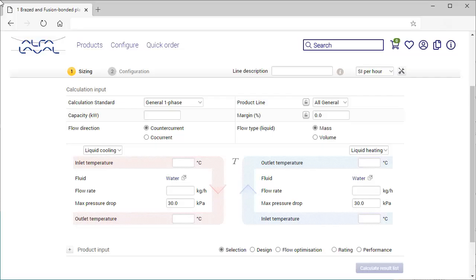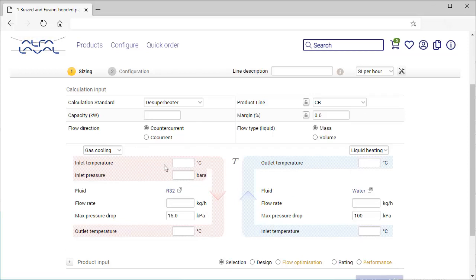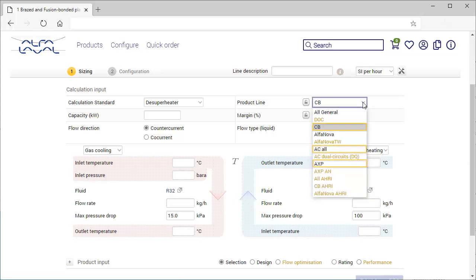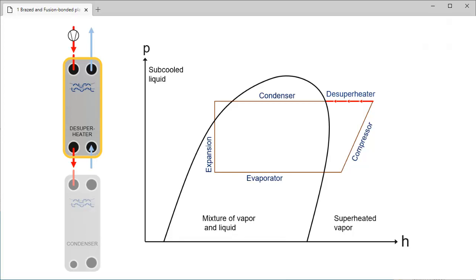To calculate a desuperheater, open the dedicated calculation standard. This calculation standard has a dedicated scope of products and some preset values for this application. The desuperheater, also called recuperator, recovers energy to heat or preheat water or other fluids for different purposes, typically domestic hot water heating and floor heating.